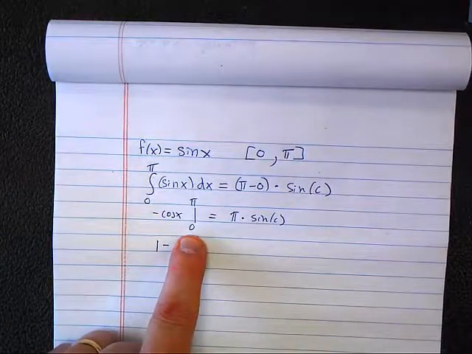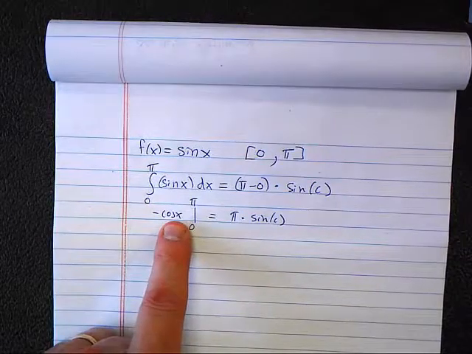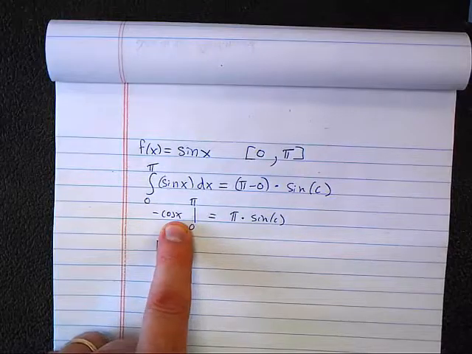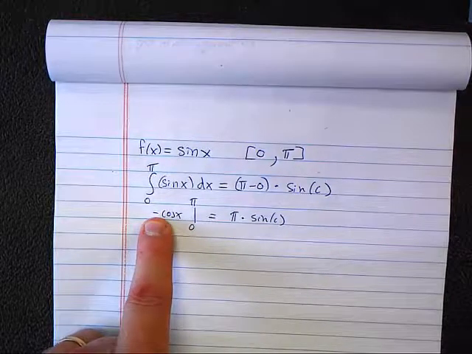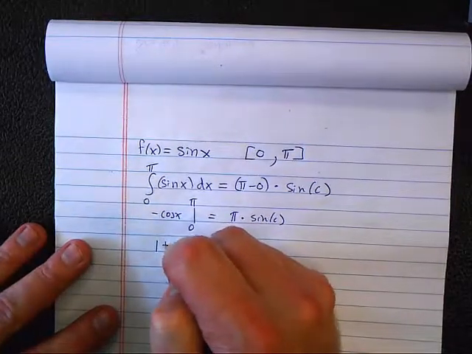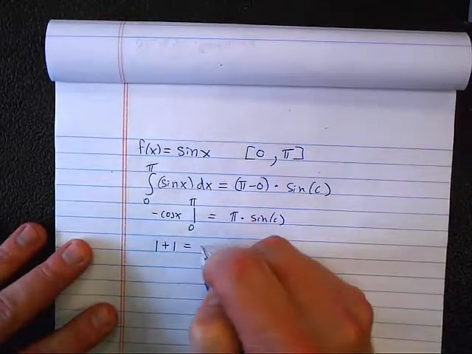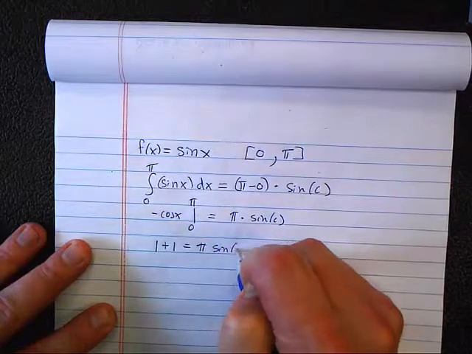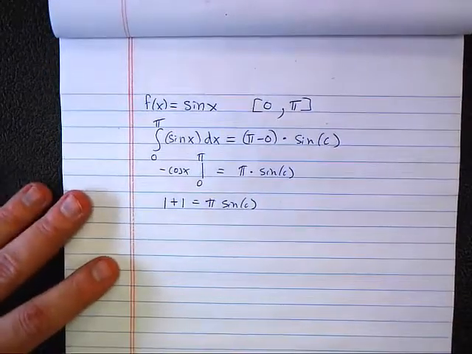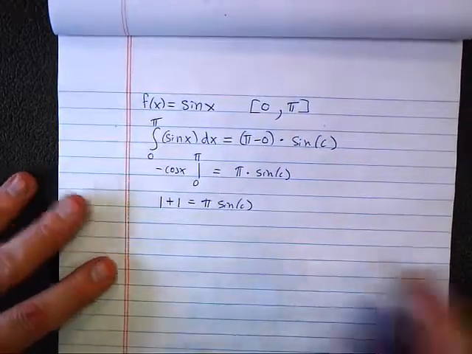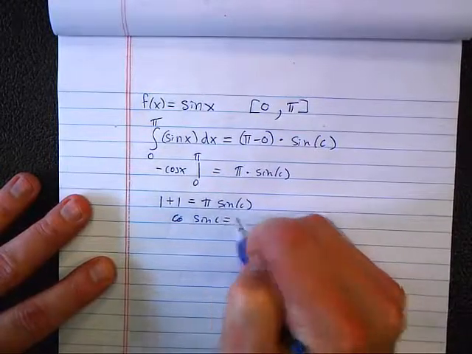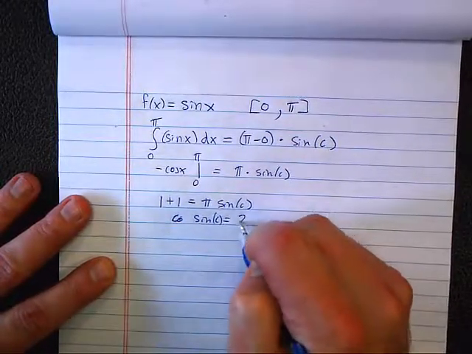Then I plug in 0. What's the cosine of 0? Cosine of 0 is 1, but then it's got a minus sign in front of it, doesn't it? So minus and a minus is going to make it a plus, isn't it? So that's 1 plus 1 equals pi sine of c. Sine of c, therefore, has to equal 2 over pi.